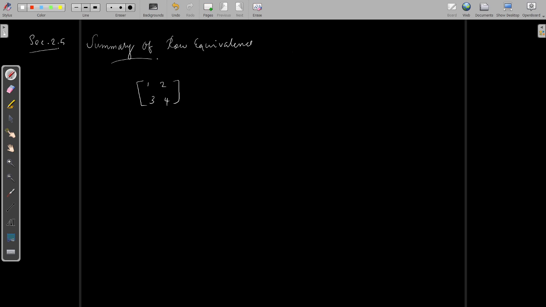The first one is the interchange of two rows, say Ri and Rj in a matrix, and the second one is multiplying any row with the corresponding non-zero real number, say C times Ri. And the last is Ri changes to Ri plus some k times Rj, where k is a constant. So these are the three elementary row transformations.